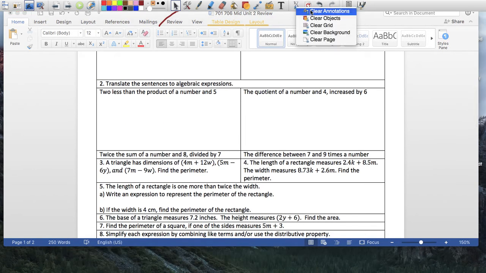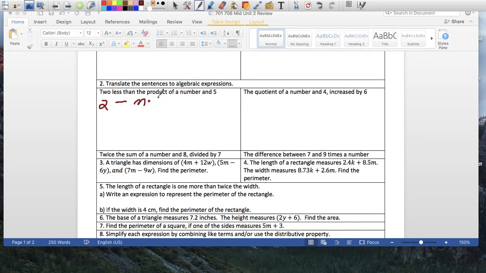Okay, so here we go. 2 less, so let me just translate this. 2 is 2. Less means subtraction. Product means I'm multiplying two things, and the two things I'm multiplying are n and 5. I'm going to rewrite the expression because we want the coefficient first, right? So n times 5 should be written as 5 times n, because the coefficient comes in front of the variable. Now ask yourself if you're done, and we know we're not done because the word is less than, so we have to make a little switch here. It becomes 5n minus 2.